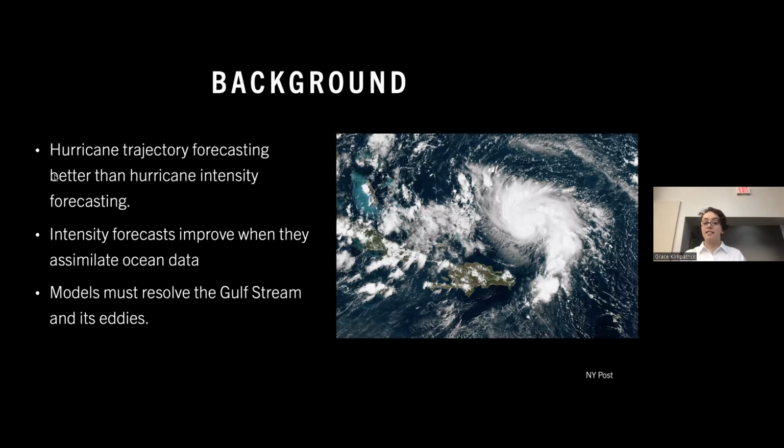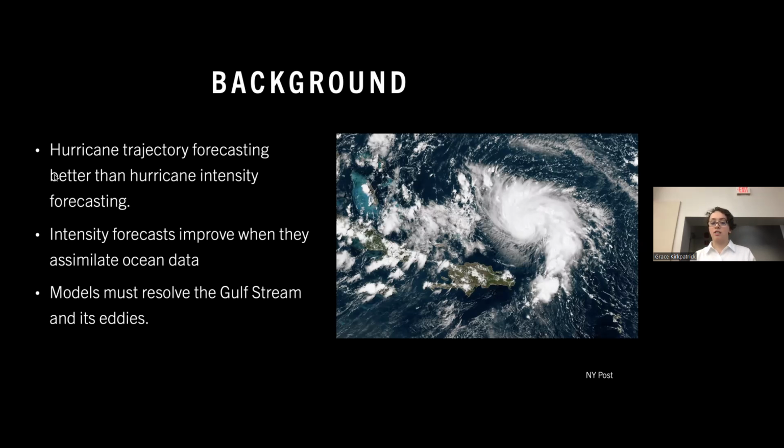Recently, hurricane intensity forecasts have been shown to improve when they integrate accurate real-time data about the upper layers of the ocean over which they're traveling. One place that this data can come from is from ocean models. But these models in particular are not perfect.